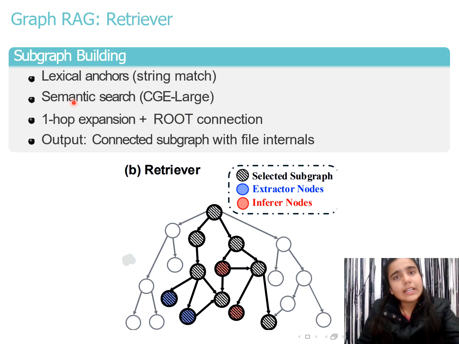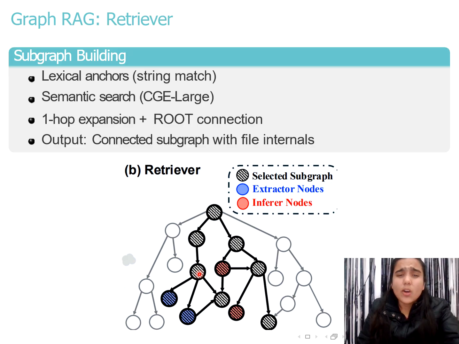Now the retriever does lexical match for exact anchors, like string search that we do on keywords, and then we have semantic search for fuzzy kinds of things. Then we expand it with one-hop expansion: basically we do one hop to the neighbors, and then the root of the repository for context, including full file internals. The output after this entire retriever is a subgraph with all the file internals that are needed for our code or repository.